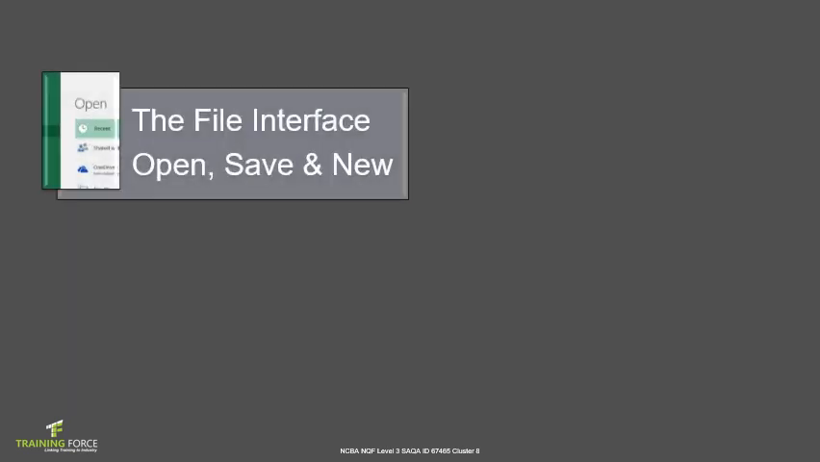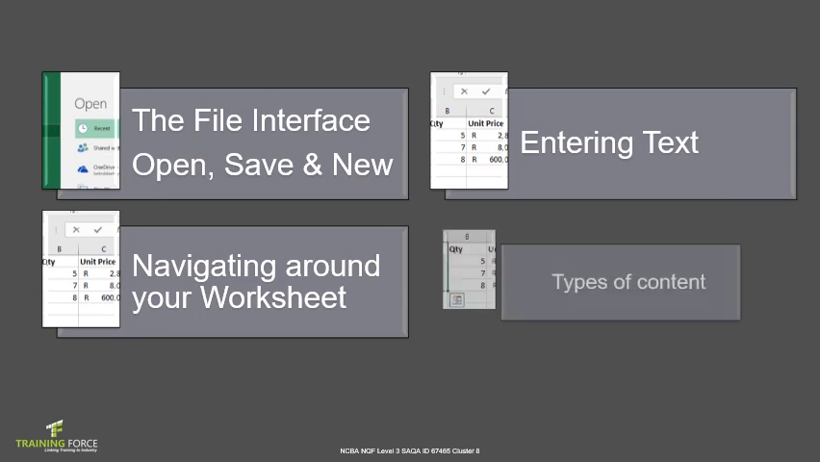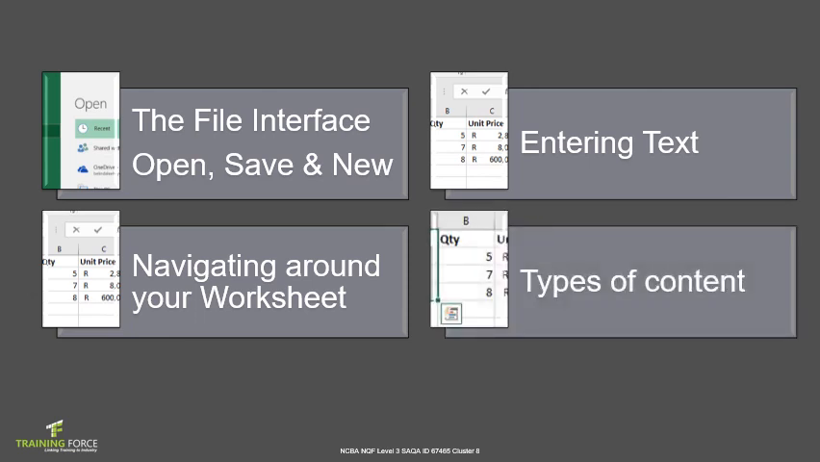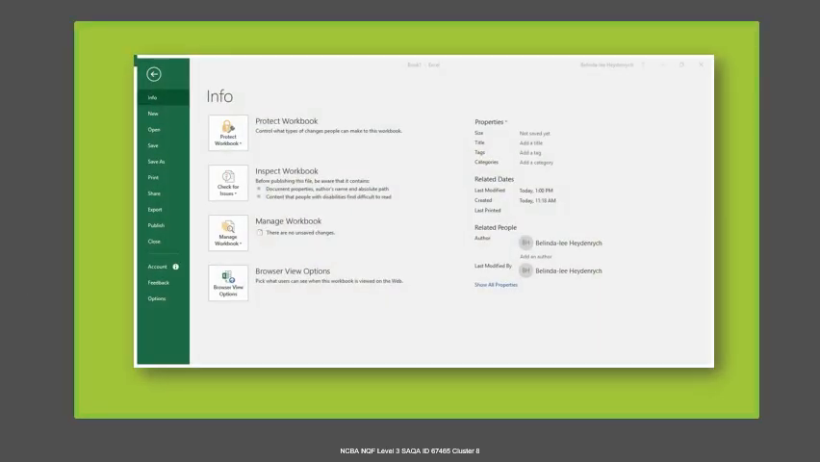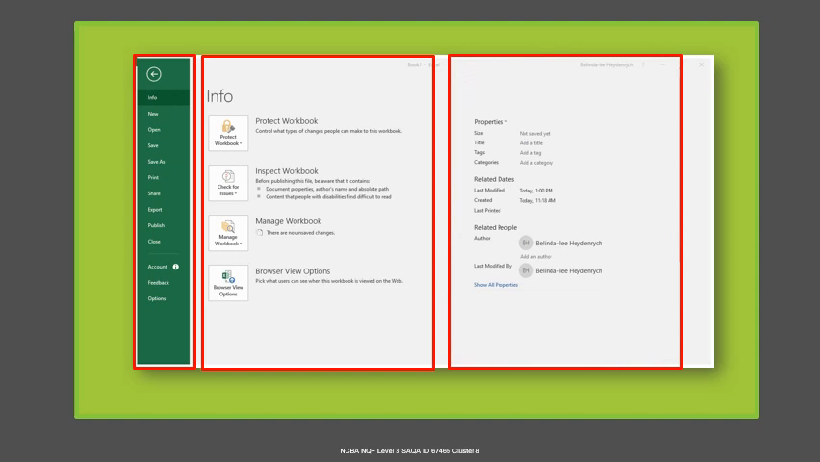Our objectives for this lesson are to use the file interface to open, save, and create new workbooks, methods of entering text, navigating our way around, and identifying different types of content. The file interface is commonly known as the backend to any Microsoft application software. In this tab, you'll find all default settings applicable to the behavior of the software, in this case, Microsoft Excel.